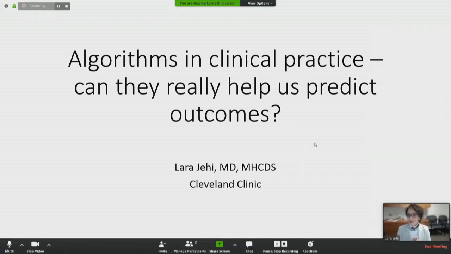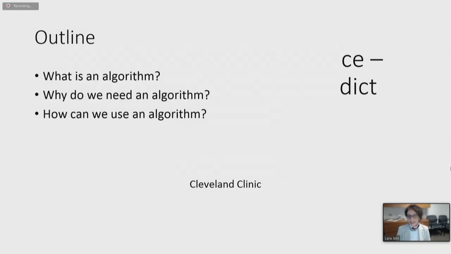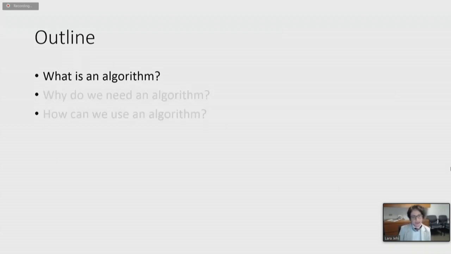Okay. So we will talk about algorithms in clinical practice. Can they help us predict outcomes? And the outline of the talk, we will first start by defining what's an algorithm. Then we will talk a little bit about why do we need one and how can we use it. So let's start first with the definition. What is an algorithm?